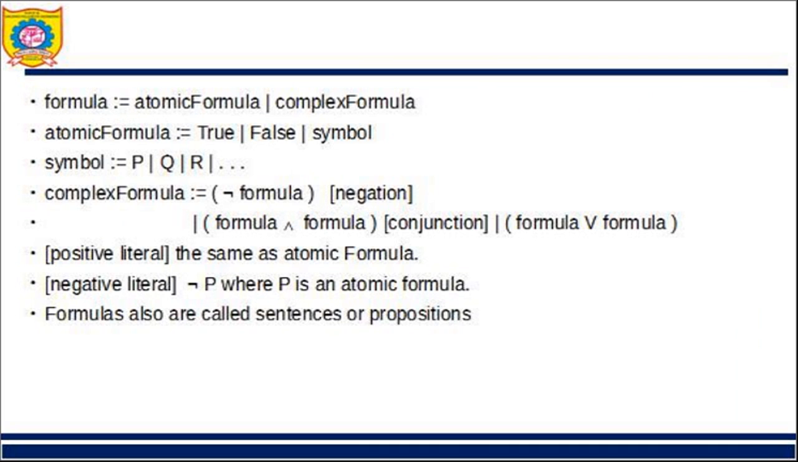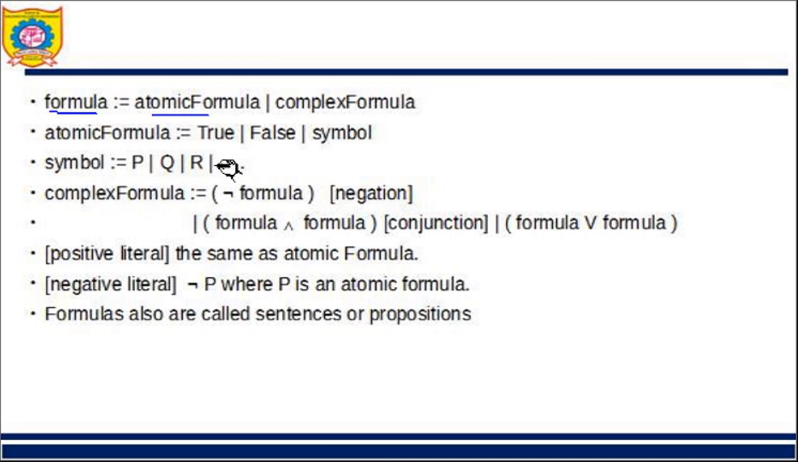So what does logic say? A proposition, formula stands for proposition. A proposition is nothing but an atomic formula. So I represent a proposition using the word formula. A formula can be either an atomic formula or a complex formula. Atomic means single, complex means multiple. What do we mean by atomic? An atomic formula is either true, false, or a certain symbol. What can be a symbol? Any letter: P, Q, R and so on.